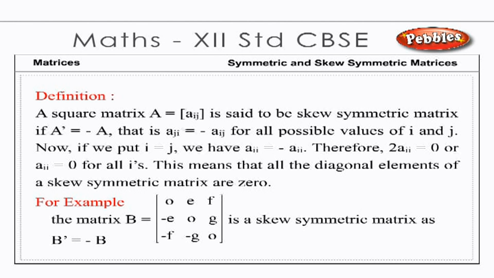Now, if we put i is equal to j, we have aii is equal to minus aii. Therefore, 2aii is equal to 0, or aii is equal to 0 for all i. This means that all the diagonal elements of a skew-symmetric matrix are 0.